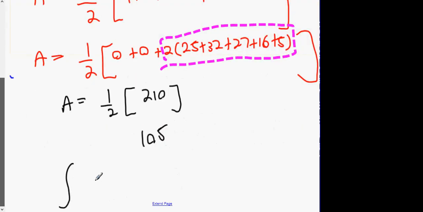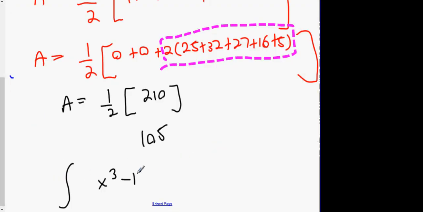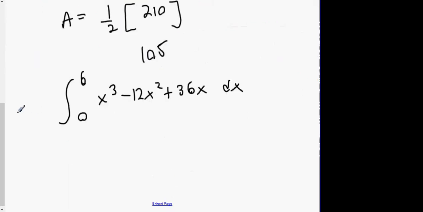So we're now going to integrate. What's the formula again? X cubed minus 12x squared plus 36x dx, from 6 to 0. Will you integrate this for me, please? So what's the integral of x cubed? x4, and what's at the front then? A quarter. Quarter x4.